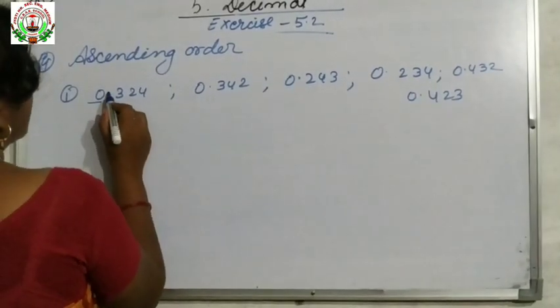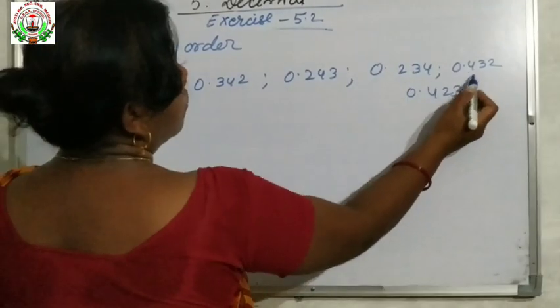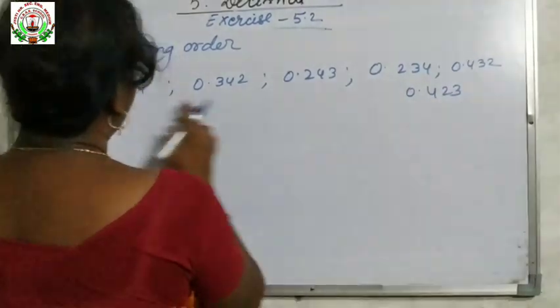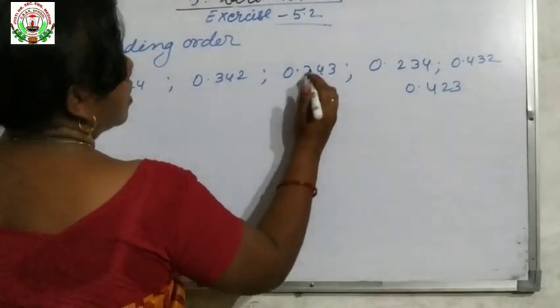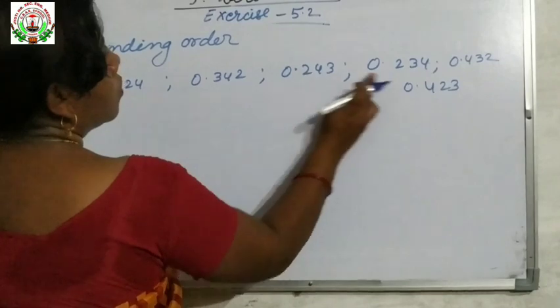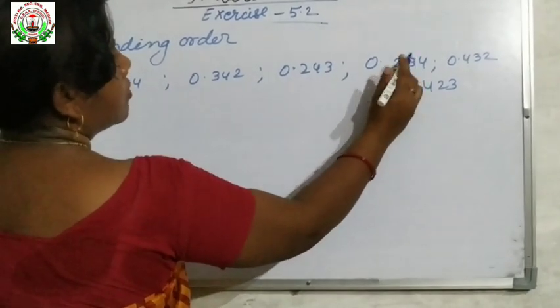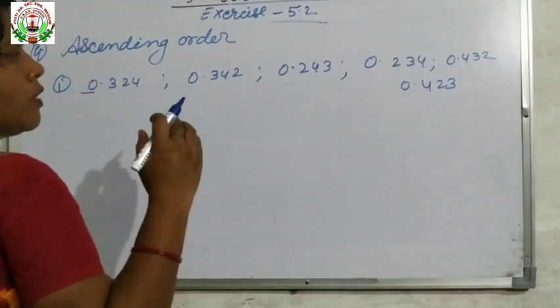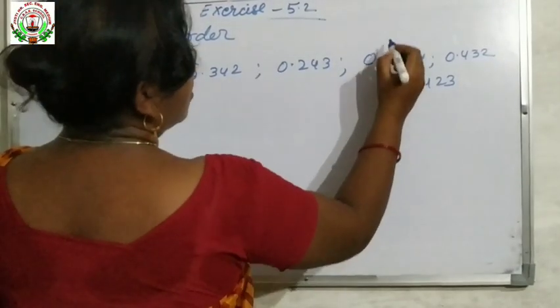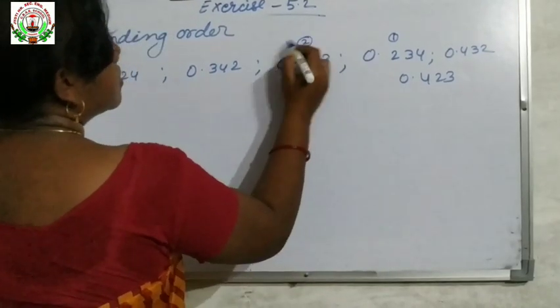Here after the decimal you will see 3, 3, 2, 2, 4, 4. 4 is greater, and 3 is also greater than these two. Now see here, 2, 2, then 4, then 3. So it is the smallest number. In ascending order, we go from smaller to bigger. So it is the smaller number, so we will write it first. After that it is second.